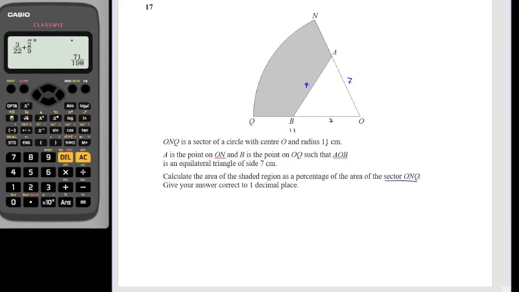Okay, so we want to work out the area of the sector and the area of the shaded region. So the area of the sector, well, we've got a 60-degree angle here because it's an equilateral triangle. So the area of the sector is going to be equal to 60 over 360 times pi r squared. So that's going to be 1/6 times pi times 11 squared.